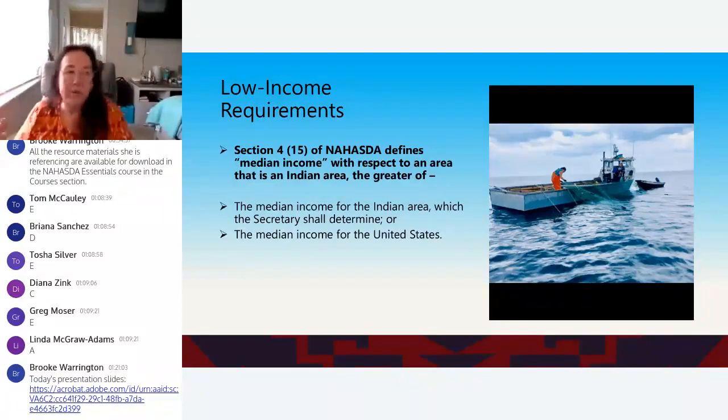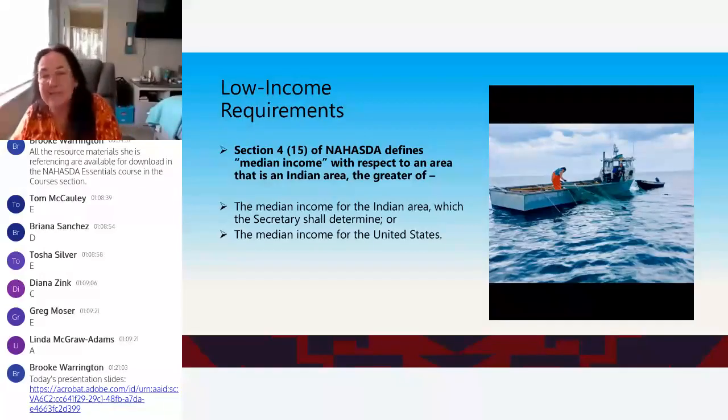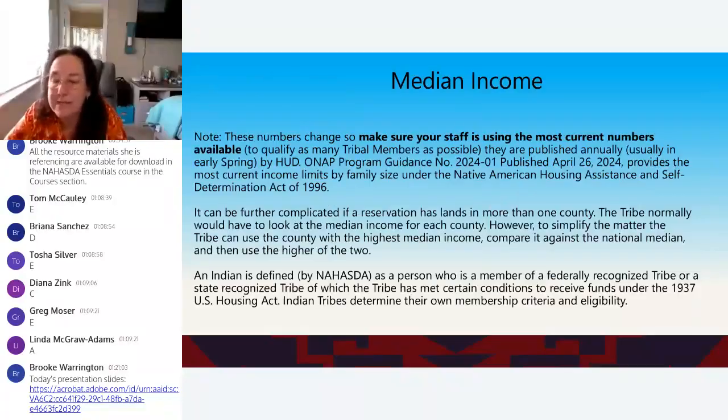Okay, your low income requirements. Section 4 of NAHASDA defines median income with respect to an area that is an Indian area: the greater of the median income of the Indian area, which the Secretary shall determine, or the median income for the United States. Remember, I told you those numbers change. Make sure you use your most current numbers. The last one was published April 26th of 2024. It's the earliest I've ever seen it published.